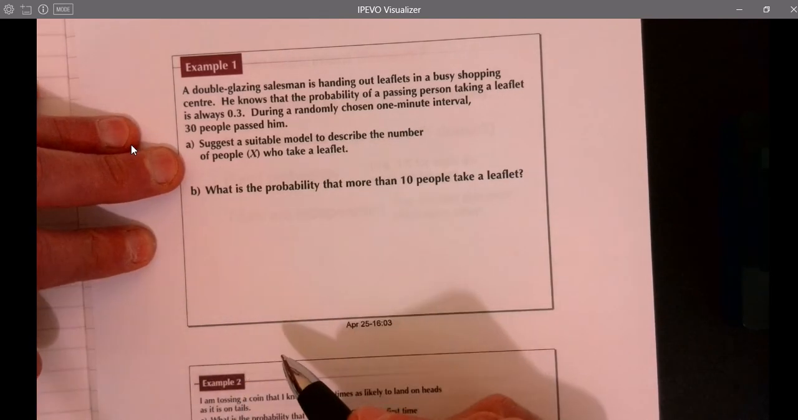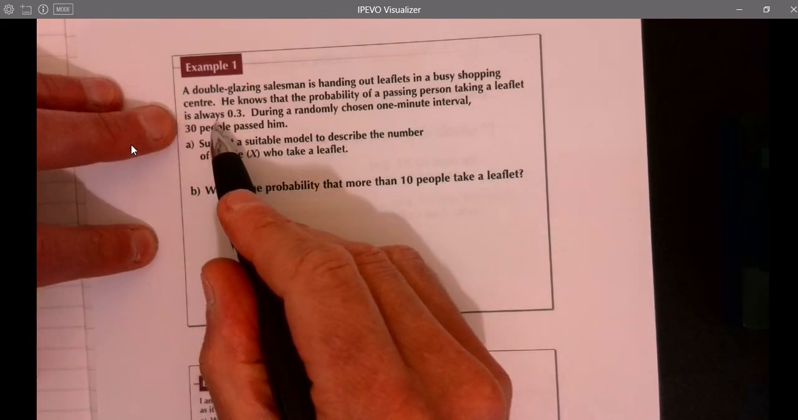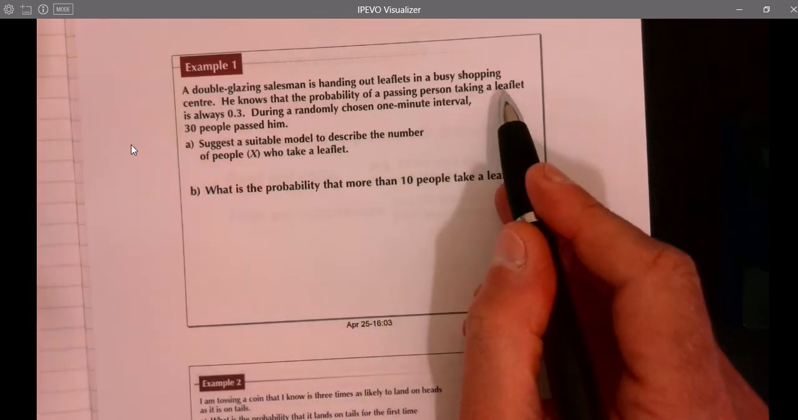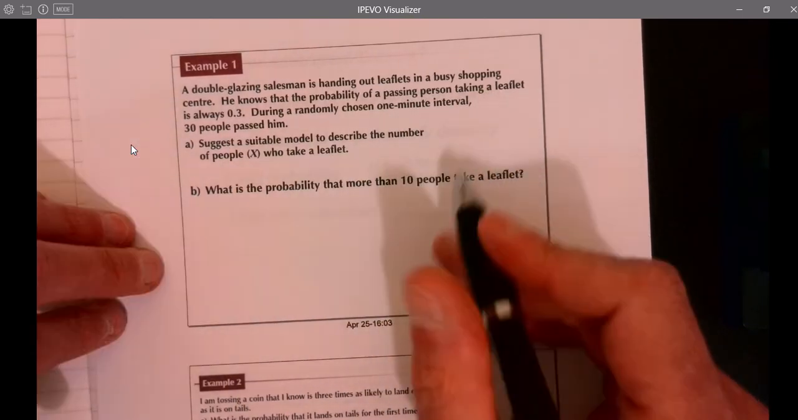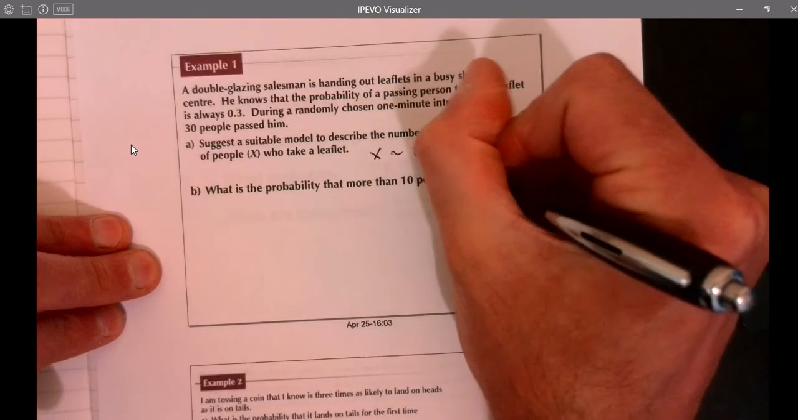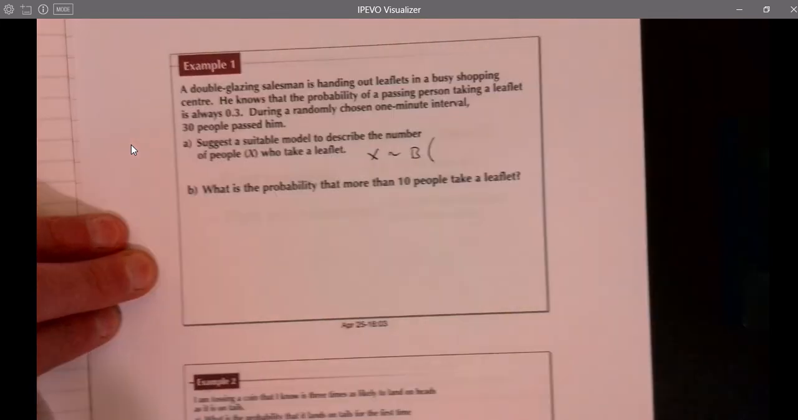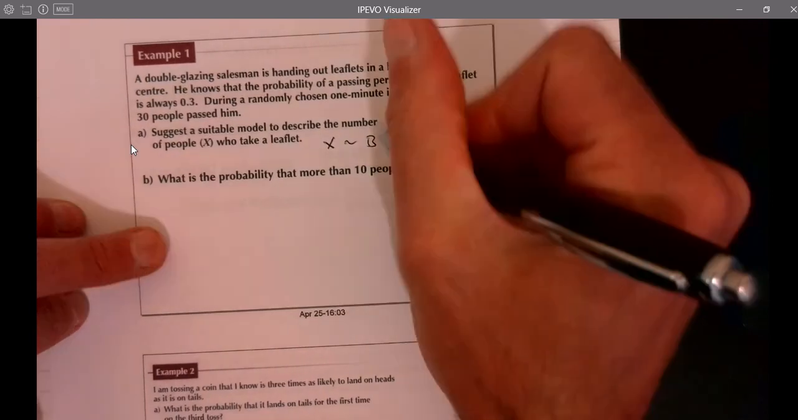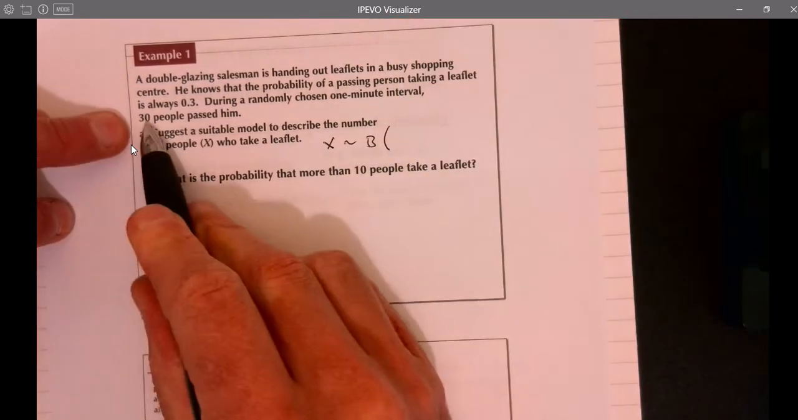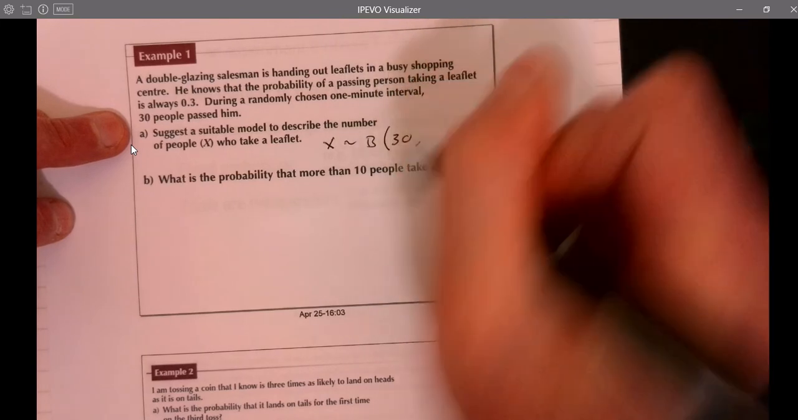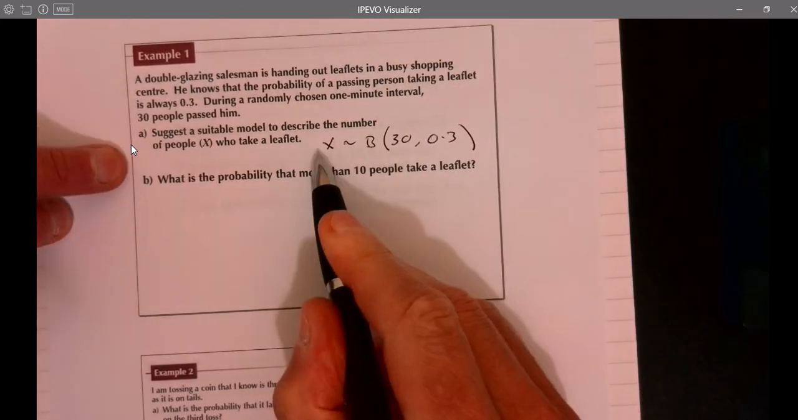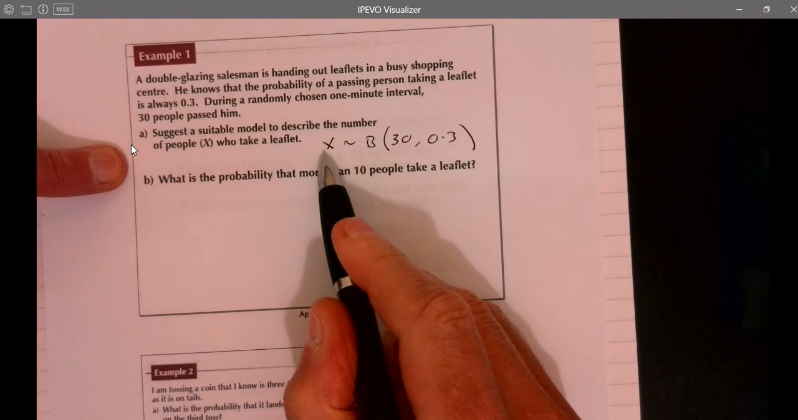How do I know it's binomial? Because we're talking about the probability of a passing person taking a leaflet. They either take a leaflet or they don't. So we're going to talk about the number of people actually taking a leaflet. So we're going to set this up. n is 30 because 30 people have gone past, and p is 0.3, and then we're talking about the random variable, the number of people who take a leaflet.